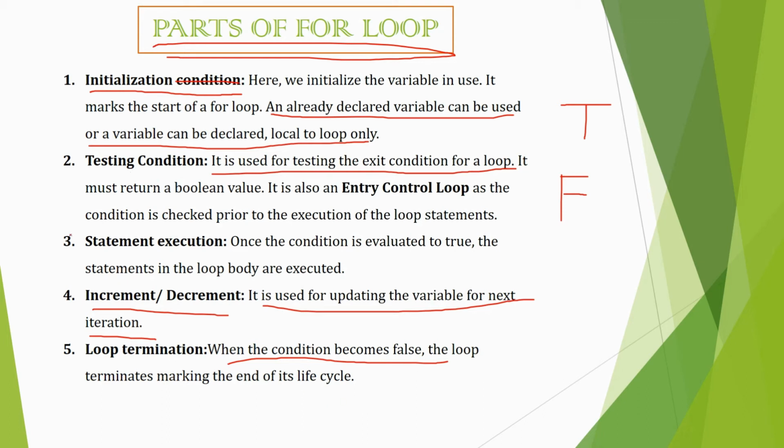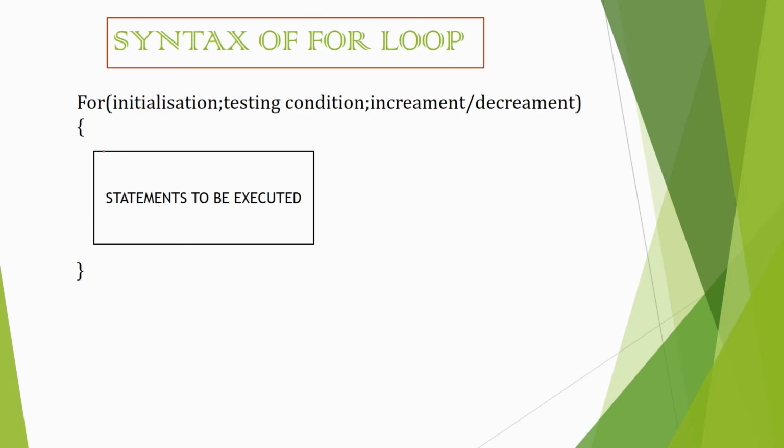Now if the test condition is false, then it will not execute the statement of execution, and the loop will be terminated. Now syntax, this is a general format of how we should write a for loop. For initialization, here we initialize the value. Now we test the conditions.